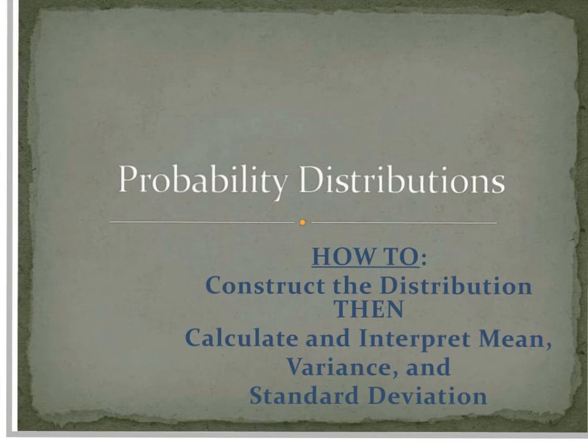In this lesson, we're going to take a look at probability distributions. We're going to take a look at a given frequency distribution, and we're going to construct the distribution. Then we're going to calculate and interpret the mean, the variance, and the standard deviation. These are going to be manual calculations, as it's generally difficult to find technology to calculate the mean, variance, and standard deviation of a probability distribution.